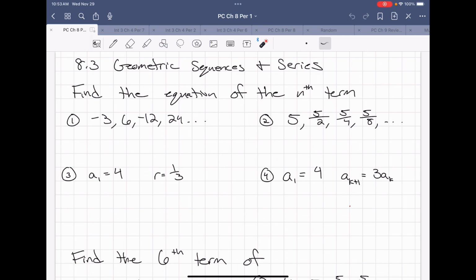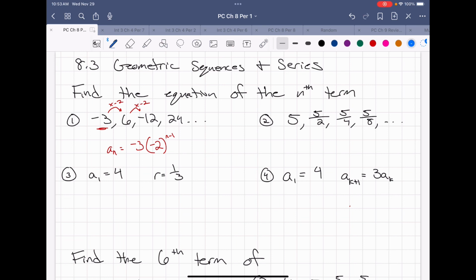So find the equation of the nth term. Obviously, we know this is geometric, but we want to check anyways. To get from here to here, you can multiply by -2. And from here to here, still multiply by -2. So that's what's happening. So our a sub n is equal to, it's just the first term that you see. So -3 times our multiplier, -2, and then always to the n minus 1.